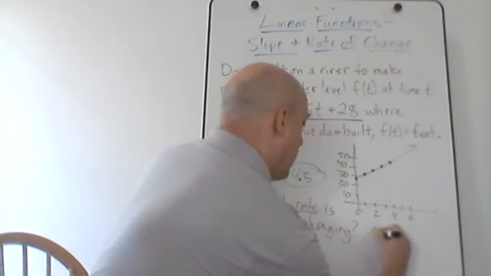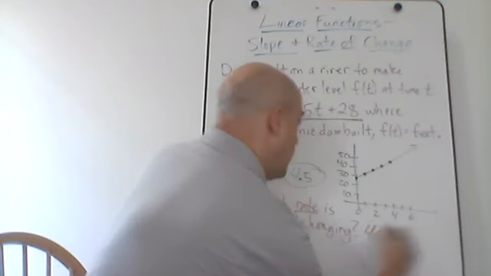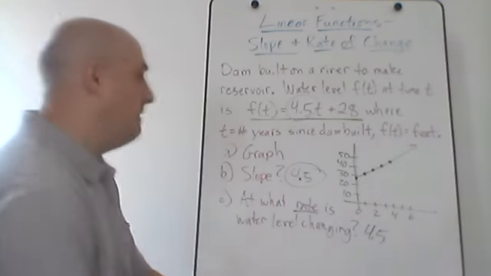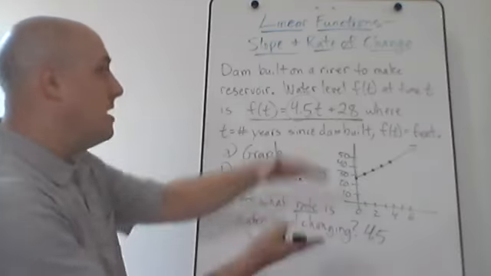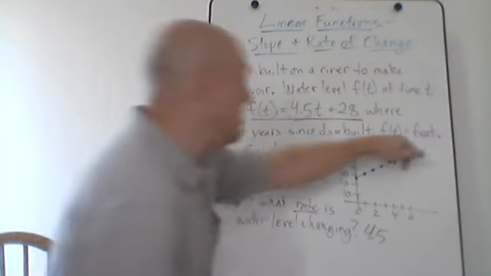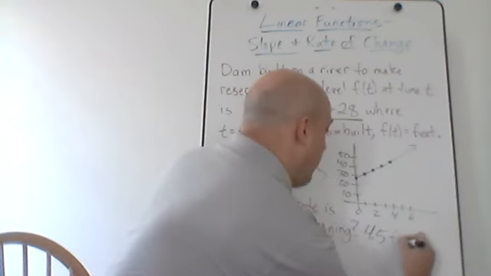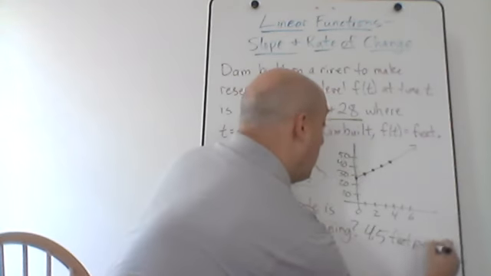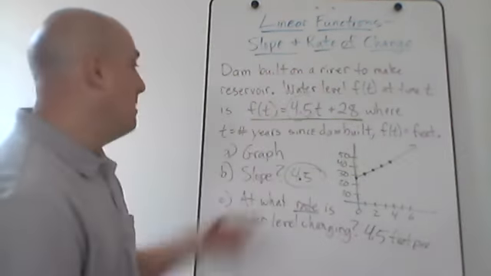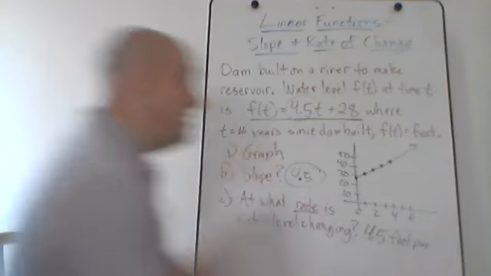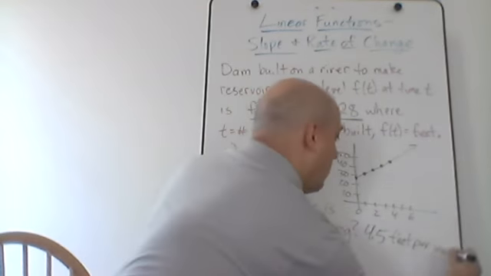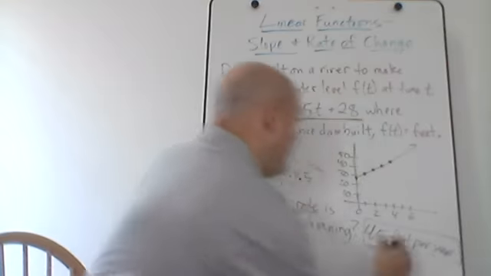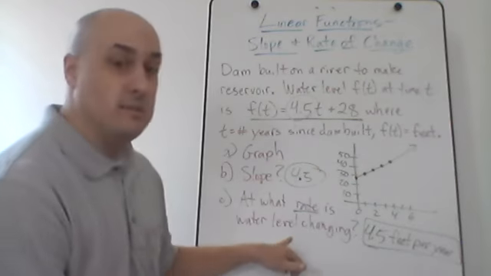So at what rate is the water level changing? It's changing at the rate of 4.5 what? Right? What is changing? Well, what's changing is the depth of the water, which is measured in feet. So it's 4.5 feet per. What time period are we talking about? Well, my t value here is measured in years, right? These numbers here, 1, 2, 3, represent the years since we built the dam. So 4.5 feet per year is the rate that the water level is changing, right?